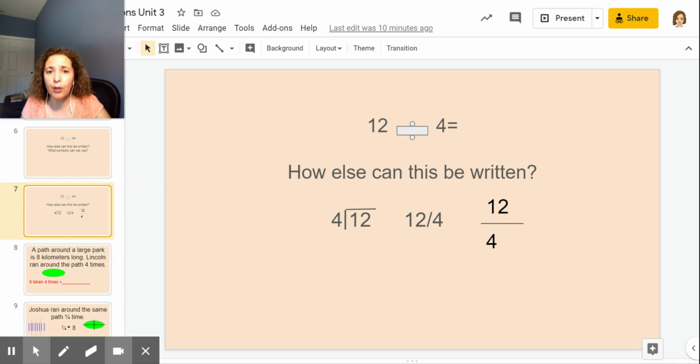Remember, we learned that in Unit 1. You can also, a fraction bar means division. The fraction bar can be slanted, or mostly it's seen horizontally, right? But this also means division, 12 divided by 4.